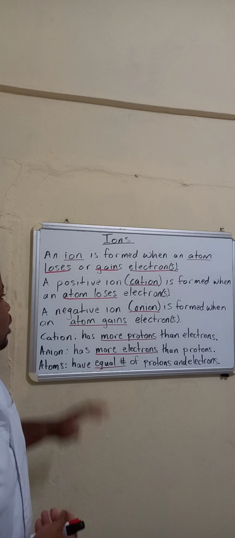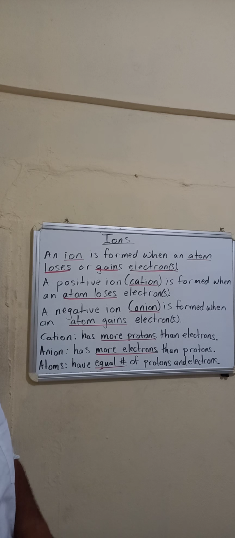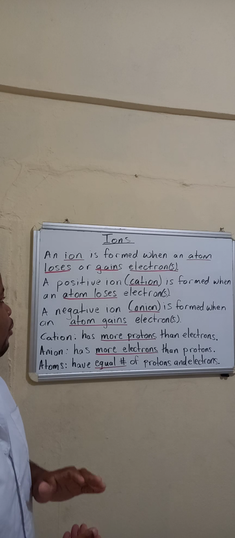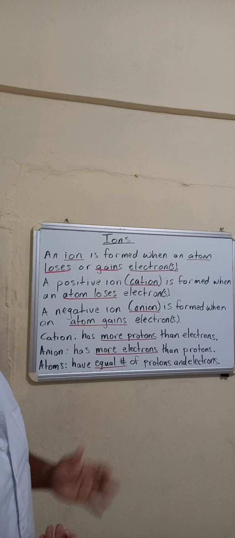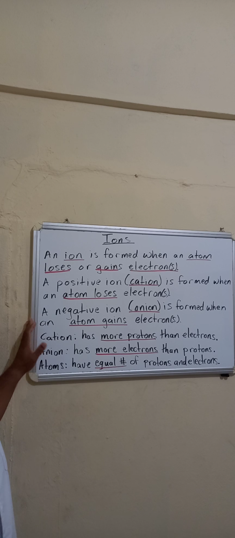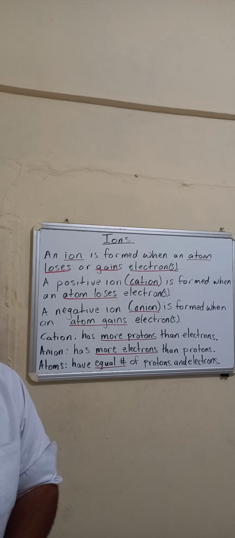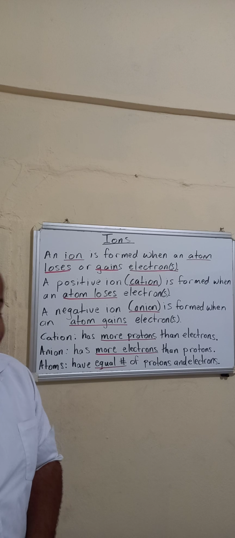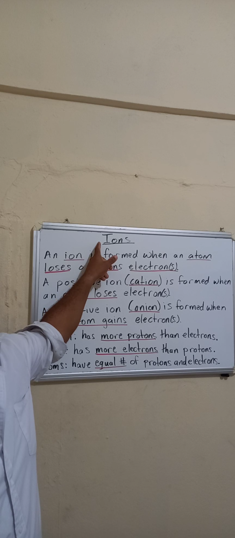Alright, in this video we are continuing on beginner's chemistry. So we already looked at the atom, the structure of the atom and how to draw it. So in this video we are going to look at what happens if an atom loses or gains electrons. So we are looking at ions.